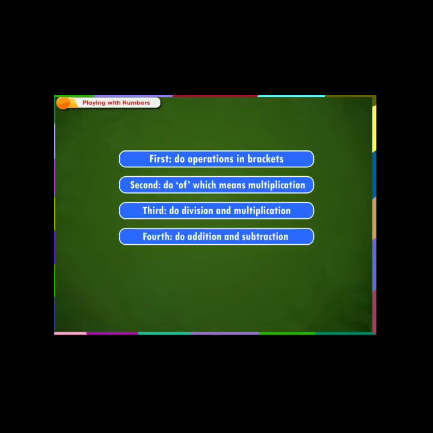We solve such expressions using order of operation. Order of operation is a rule that tells us which math operation to do first. There are basically 4 steps of this rule. First, do operations in brackets. Second, do OF, which means multiplication. Third, do division and multiplication. Fourth, do addition and subtraction.